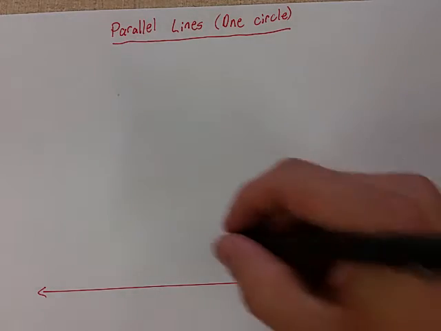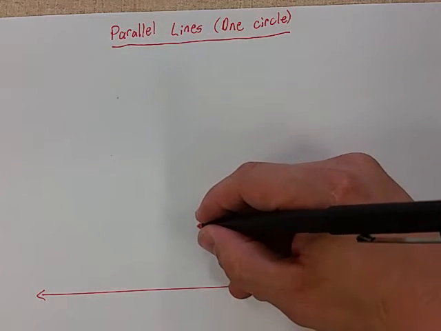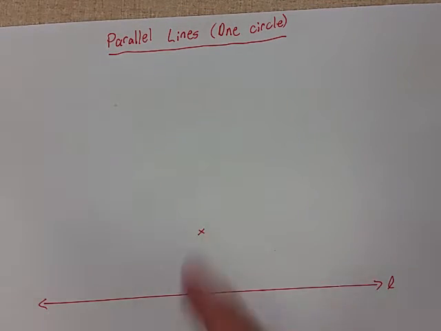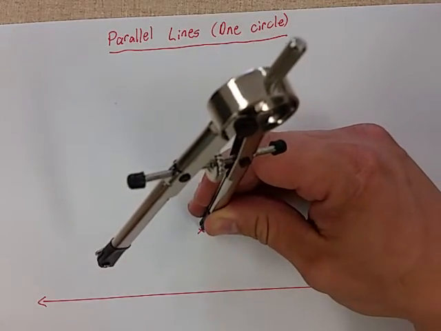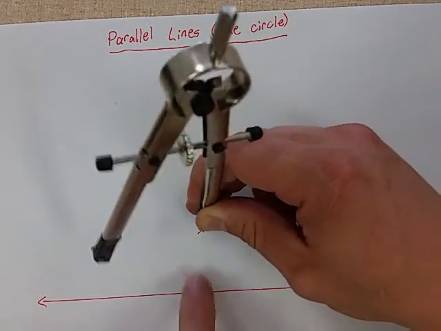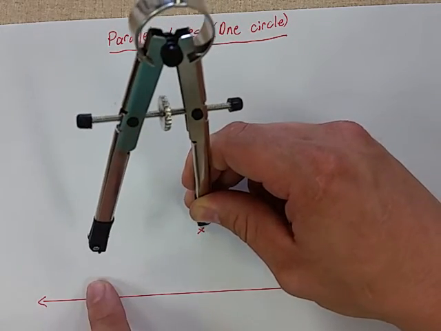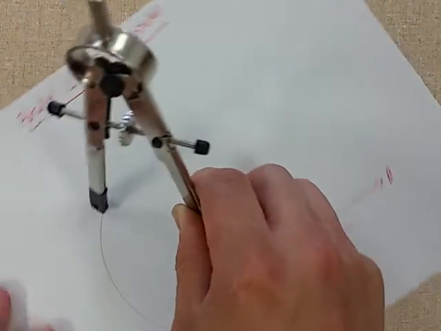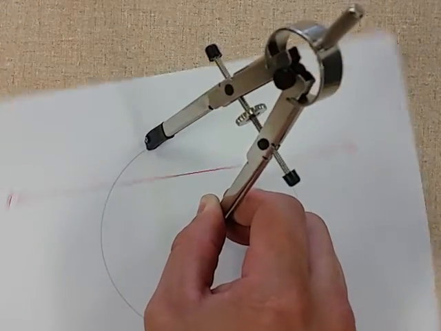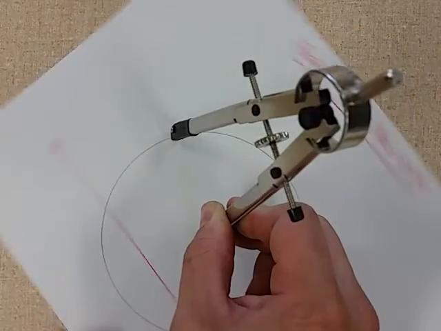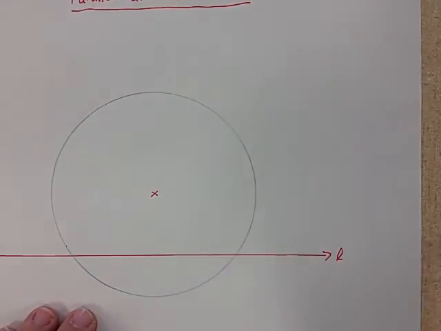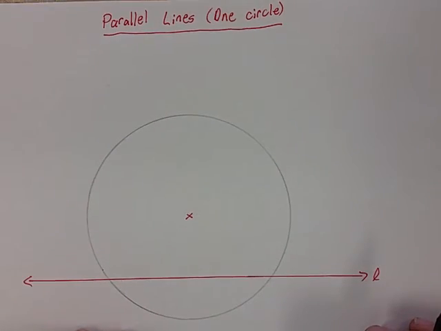How you're going to do this is we're actually going to be creating, using property of a rectangle. Start with a point not on the line. This point is going to be the center of my one and only circle I'm going to use. I'm going to make my compass large enough to where it will intersect the given line at two locations. That's the only circle. I'm going to take this compass, throw it to the side. I don't need it anymore.